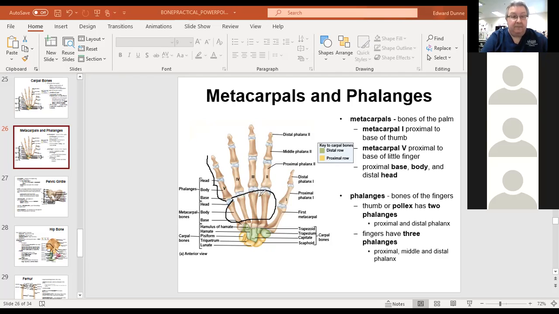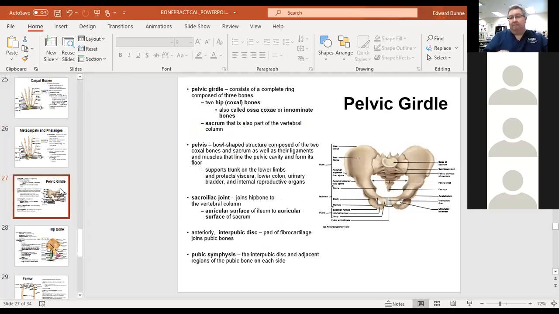All right. Let's get rid of that. Rid of my pencil. All right, we're on the lower extremity. Any questions right now on the upper extremity? No. Excuse me, sorry.